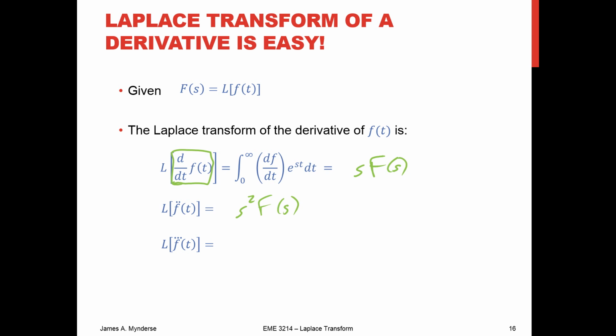F of s. You know what I forgot? I forgot my initial conditions. Oops. Let's go back to that first one. s F of s minus f of 0. Yeah, you've got to have your initial conditions in there. I forgot to put that in, sorry.